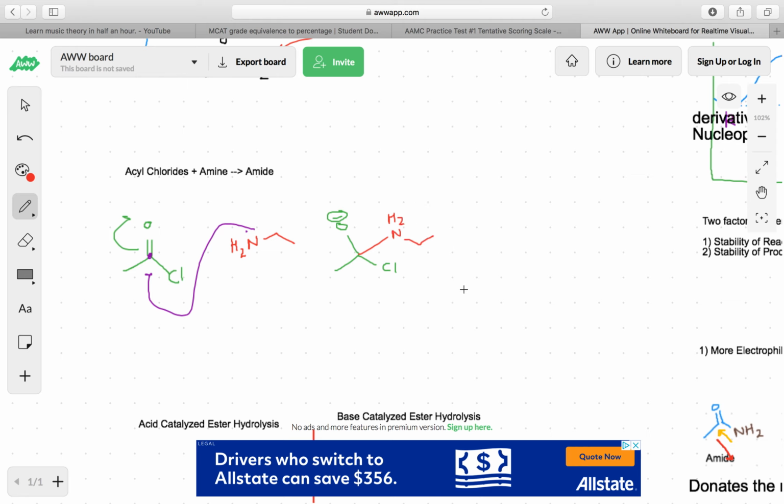So this is our tetrahedral intermediate, and we also have a positive charge on this amine. So now we want to keep this amine here. We just add it in, and we know we have to deprotonate things we want to keep. So what's going to deprotonate it?